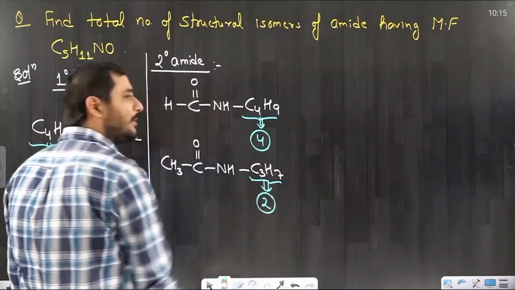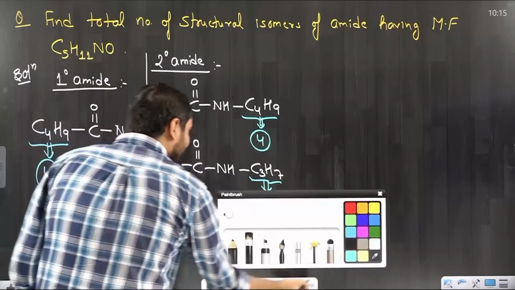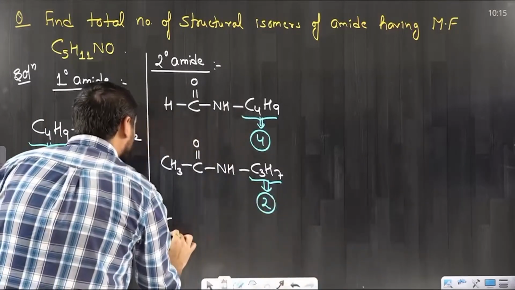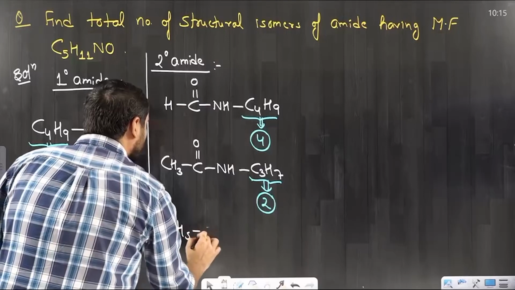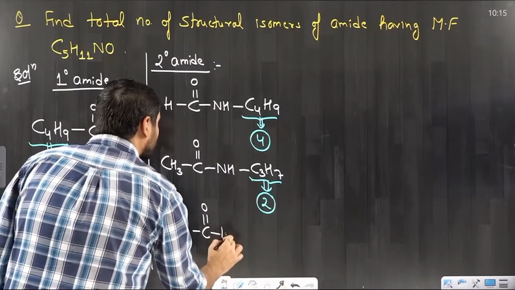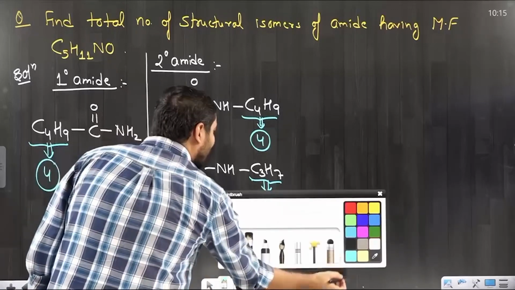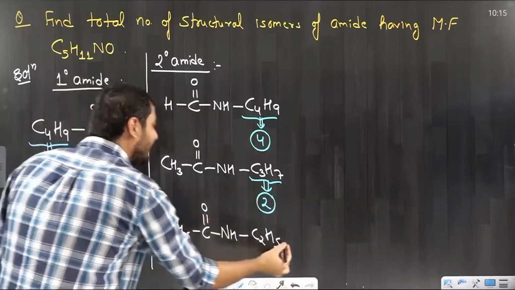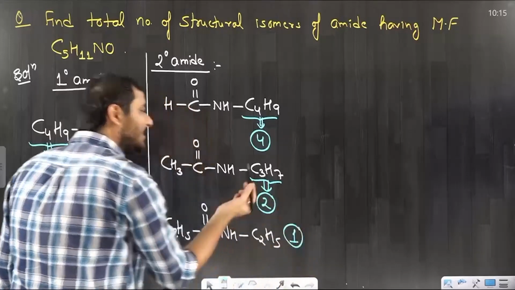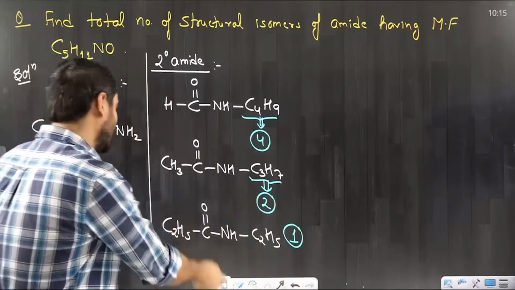Two isomers are possible. Next case, if we take here, what do we write? C2H5, C double bond O, NH, C2H5, because a total of 5 carbon atoms are present: 2, 4 and 5. So in C2H5 only one structure is possible. So it is one structure.